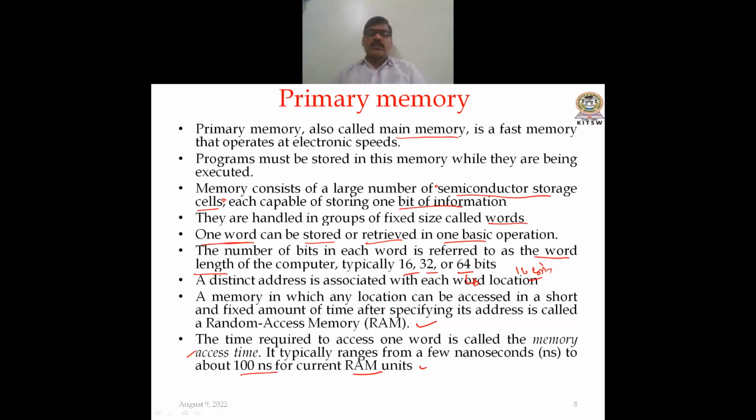It typically ranges from a few nanoseconds to about 100 nanoseconds for current RAM units. So the access time required for accessing a word from main memory depends upon this range of nanoseconds to 100 nanoseconds.